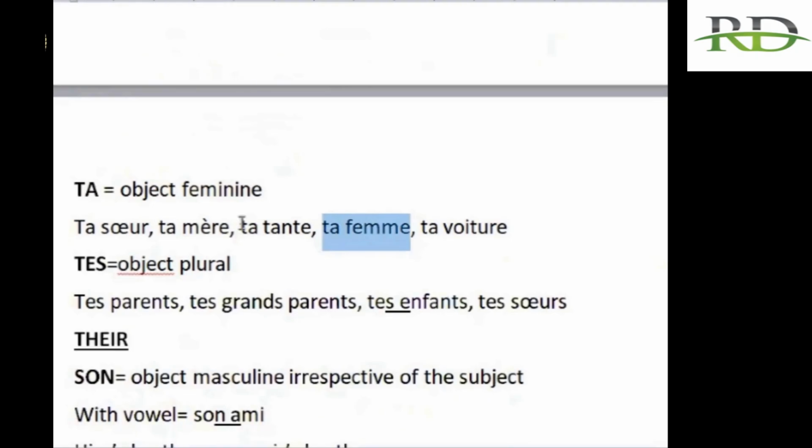So why do we use ta here? Because all the objects are feminine. And the same goes with te. It's going to be plural, te. Tumhare, same as Urdu. Tes parents, your parents. Tes grands-parents, your grandparents. Tes enfants, your kids. Tes sœurs, your sisters, tumhari behne.